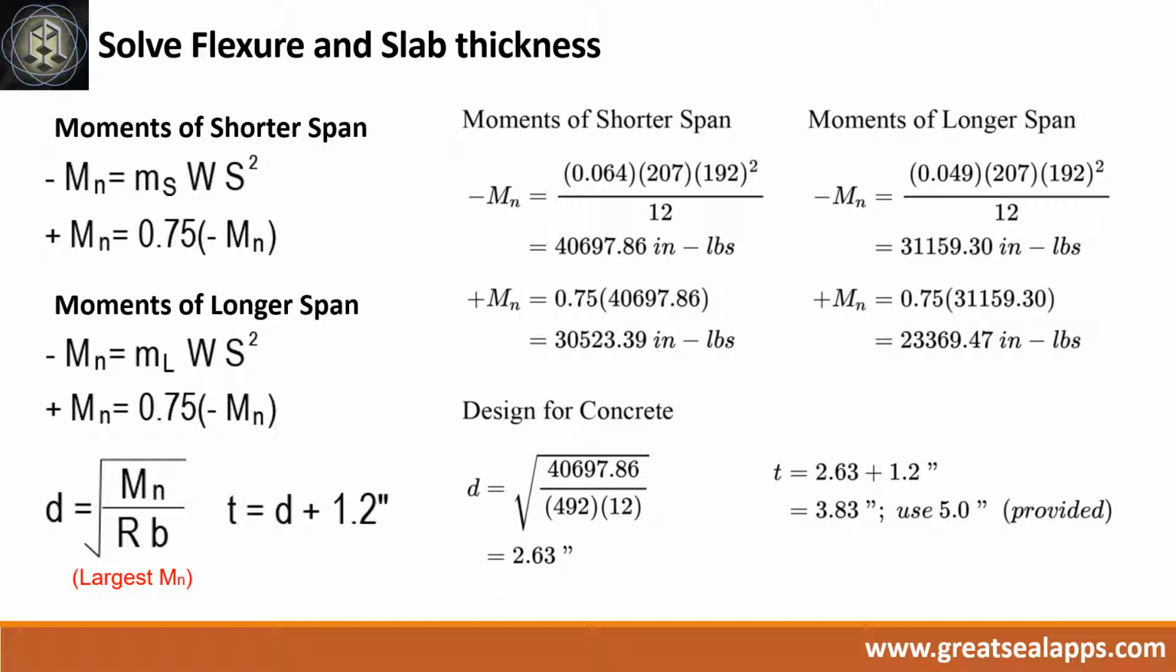coefficient at long span is 0.049, the negative moment at short span is 40,697.86 inch-pounds. Positive moment at 30,523.39 inch-pounds. The negative moment at long span is 31,159.3 inch-pounds. Positive moment is 23,369.47 inch-pounds. By choosing the largest moment value, the effective depth is 2.63 inches. Use 5 inches for total depth.